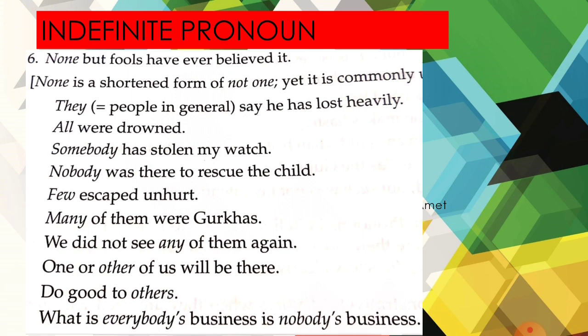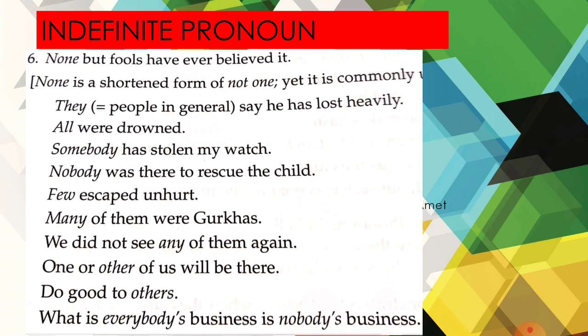What is everybody's business is nobody's business. Again, everybody and nobody is indefinite pronoun. As given in your exercise also, many are called but few are chosen. So many and few are indefinite. Some say he is mad. So some is indefinite. Somebody wants to see you. Somebody. Anyone could tell you that. Anyone. None of my friends is of your opinion. None. If any of them are there, tell them to come at once.